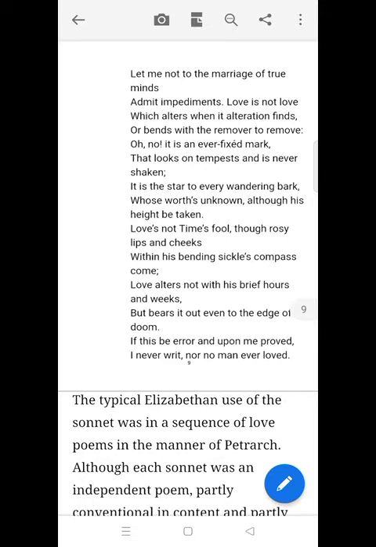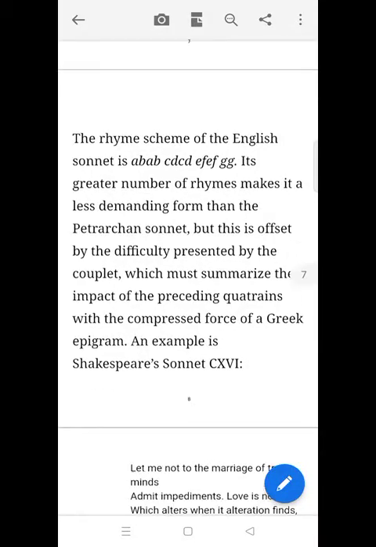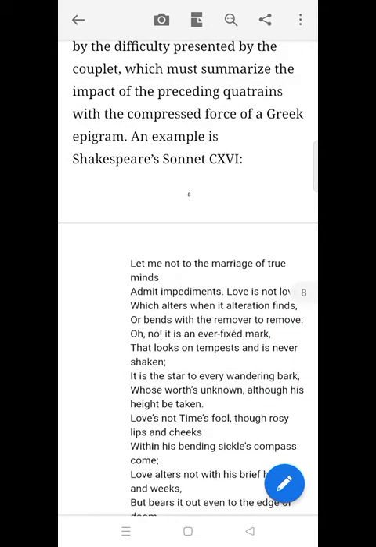Now proceeding ahead: Oh no, it is an ever fixed mark that looks on tempests and is never shaken. It is the star to every wandering bark, whose worth's unknown, although his height be taken. So this is the second quatrain, and its rhyme scheme is C D C D.